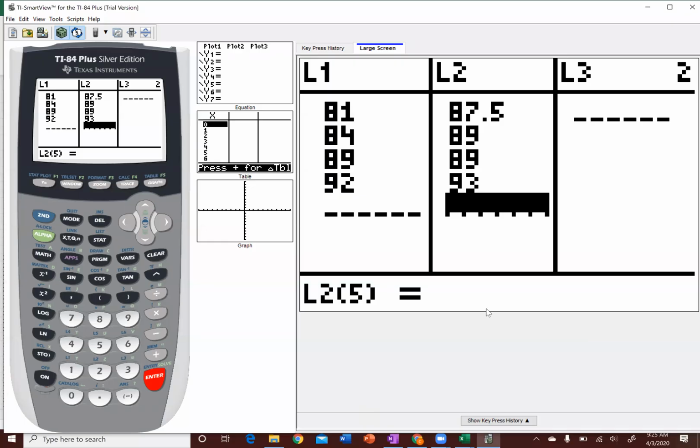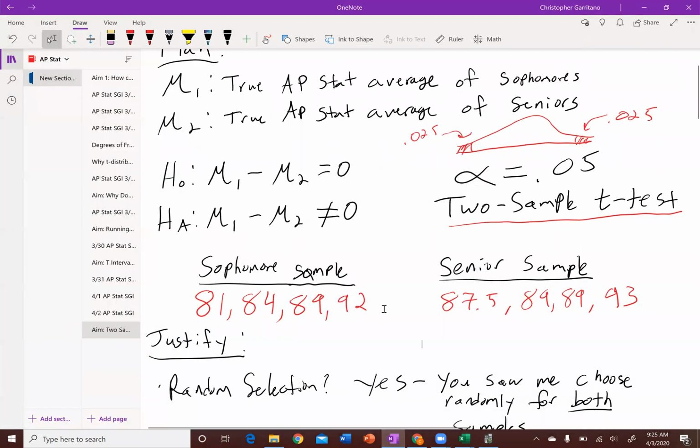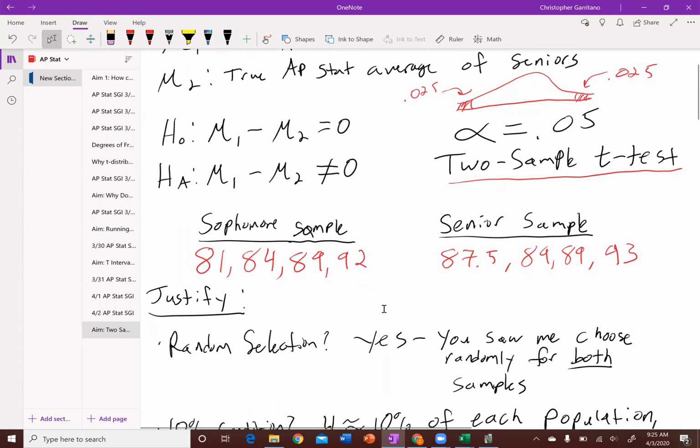All right, welcome back. I've opened the TI-84, and I've also entered the data into list 1 and list 2. We will use that in a moment. So, okay, there we have it. That's the plan. Let's go ahead and see if we can justify that we can use the t-distribution.